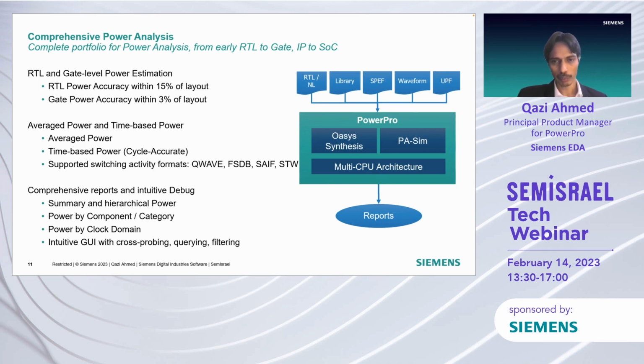The reason PowerPro is able to do RTL power estimation accurately and still fast is because under the hood, it runs Oasis synthesis to create a very close representation of an actual netlist, followed by PSM, which is a reconstruction engine that can reconstruct some of the switching activity on the combinational side and gives you really accurate power. And to get the time to power, you also have a multi-CPU architecture underneath.